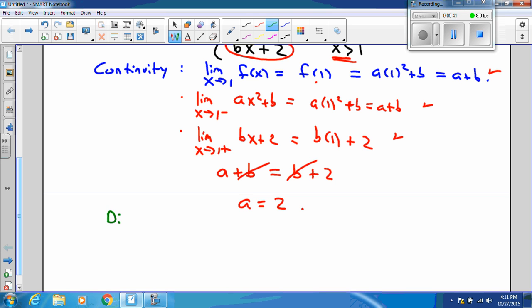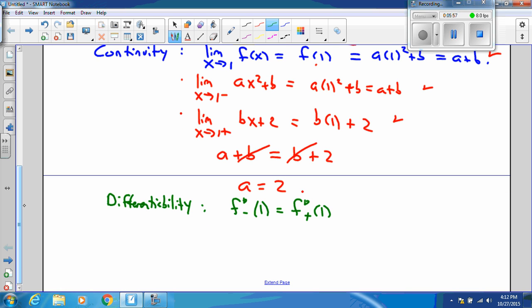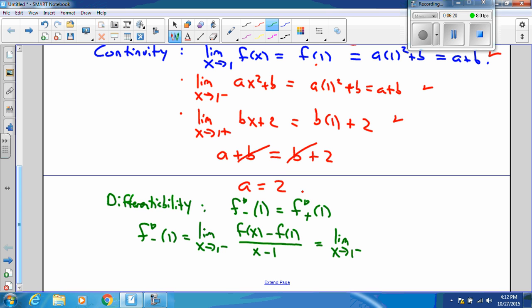So that was the first condition. Now for the second condition, I require differentiability. I need for f prime minus of 1 to equal f prime plus of 1. The derivative from the left has to equal the derivative from the right. And so I'm going to set up each one of those. First of all, I'm going to compute f prime from the left. And that's going to be the limit as x goes to 1 from the left of f of x minus f of 1 all over x minus 1.